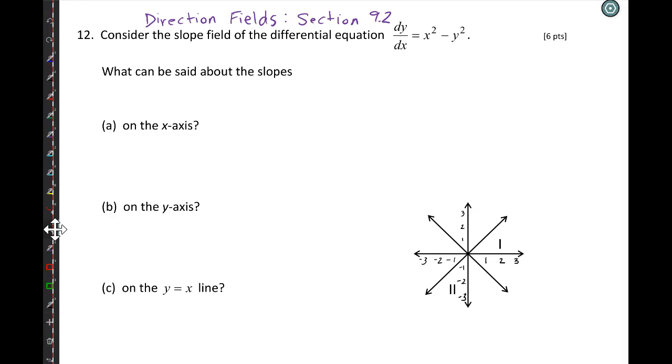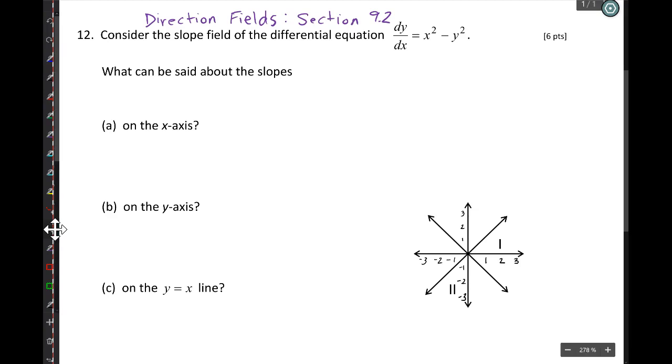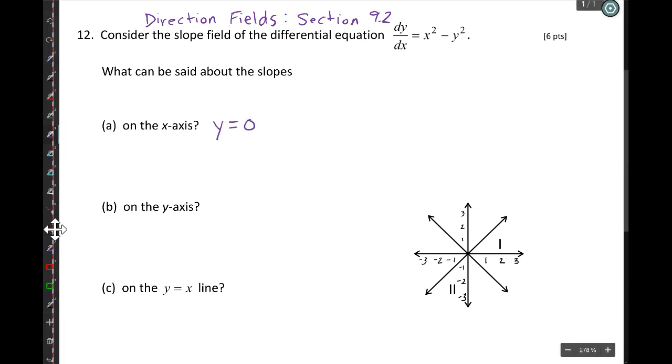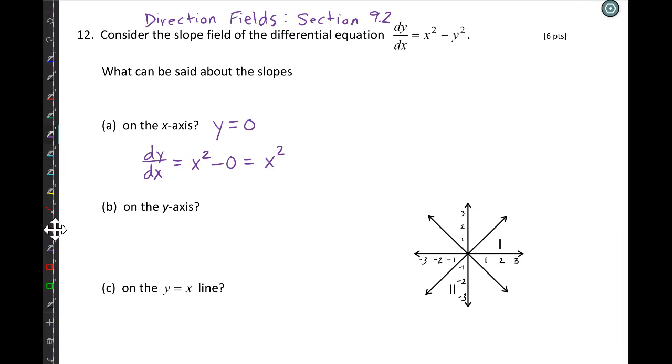Our first example is to consider the slope field of the differential equation dy/dx equals x squared minus y squared. What can be said about the slopes? First of all, on the x-axis, y is equal to 0. So in that case, dy/dx would just be x squared, because x squared minus 0 is x squared. So when x is 1, for example, 1 squared is 1.